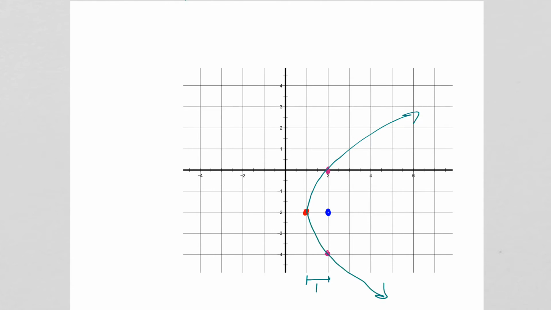We could also put our directrix in here. The directrix is p distance from the vertex over to the left. So the directrix would be x equals 0.